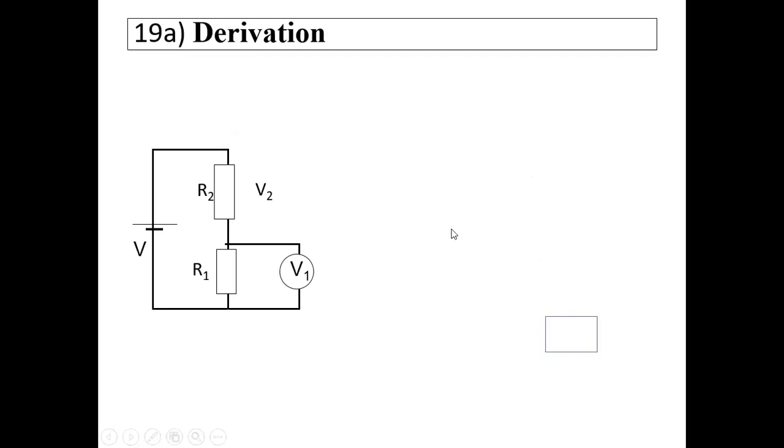Okay, let's derive the equation. I just change it to R1. This is R2. This is V1. That's your V2. This is an ideal voltmeter.